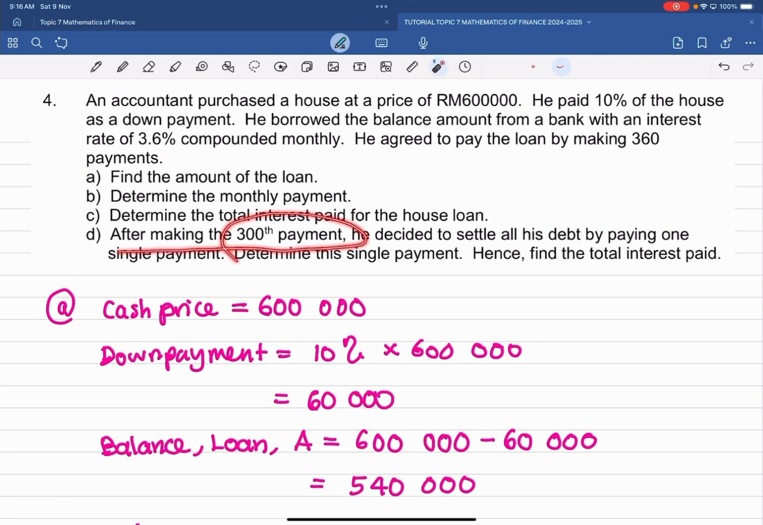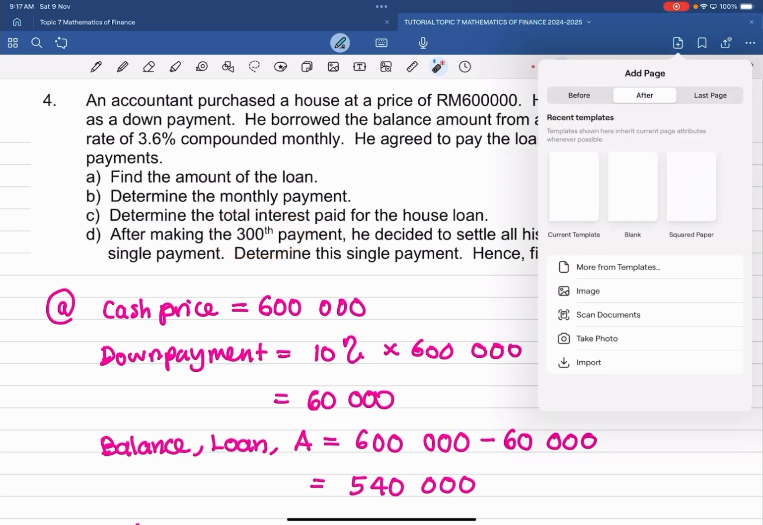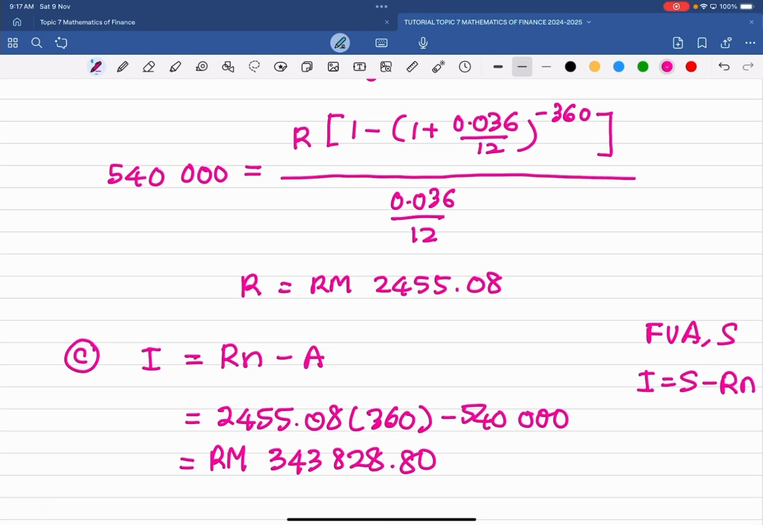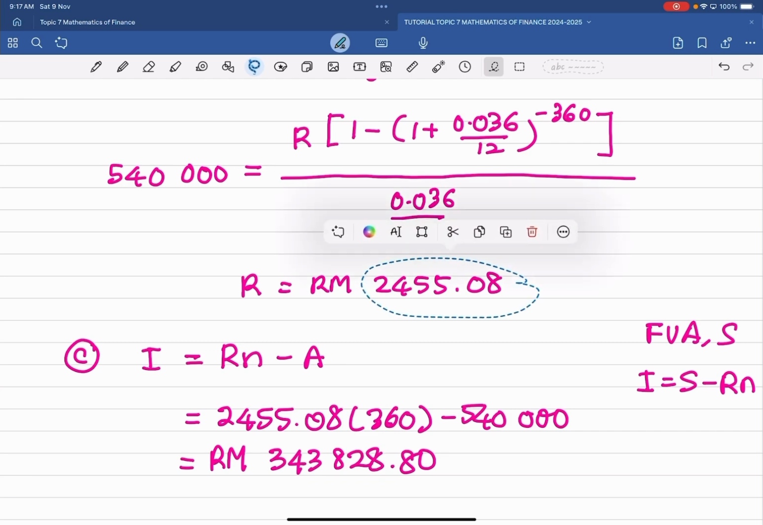After making 300 payments, he decided to settle all his debt by paying one single payment. Determine this single payment, hence find the total interest paid. Now he has paid 300. He has to make 360 in total, so how many payments are left? 360 minus 300, so there are 60 payments left. So we need to do a present value annuity for the remaining 60 payments. So it is present again. What was R earlier? 2455.08.